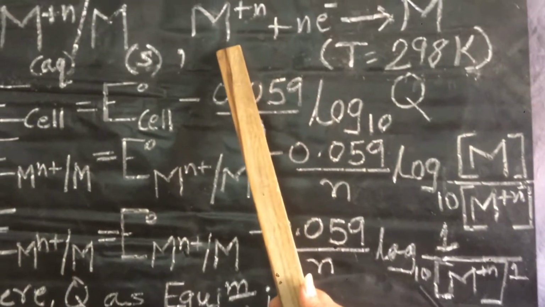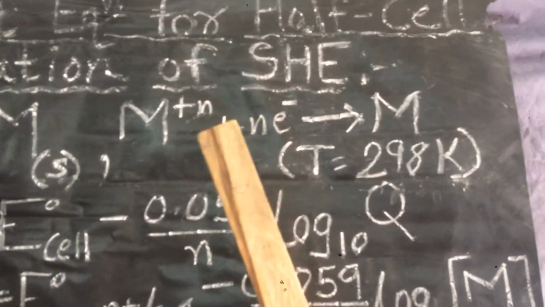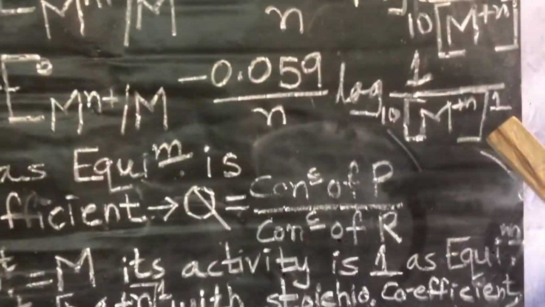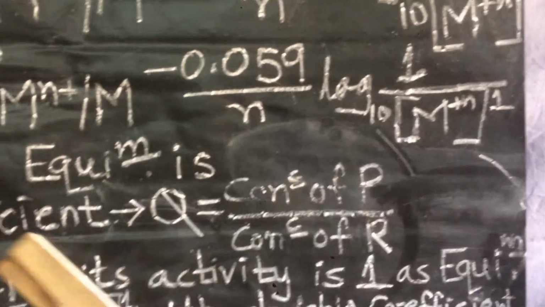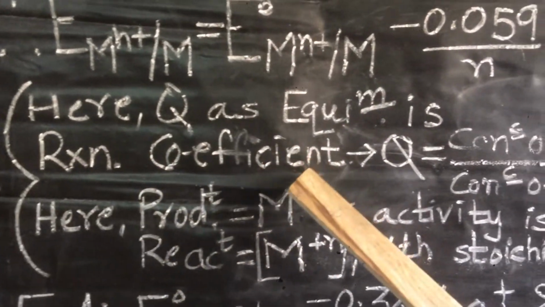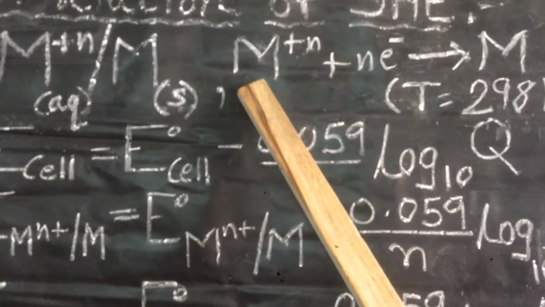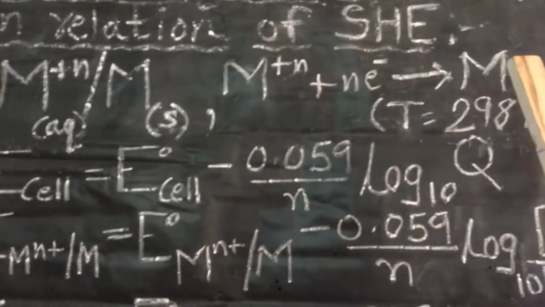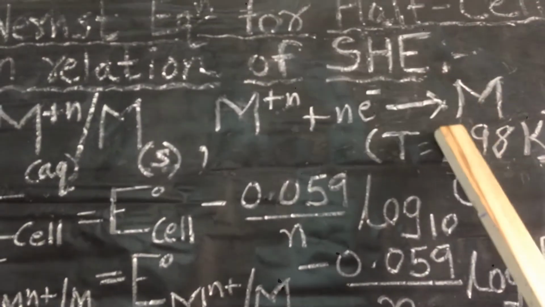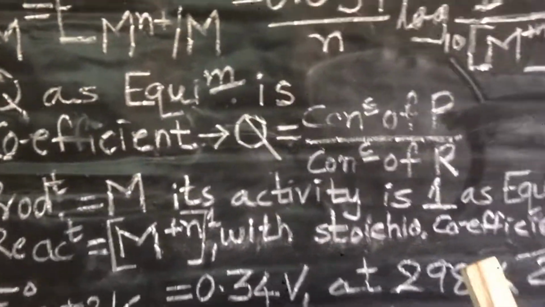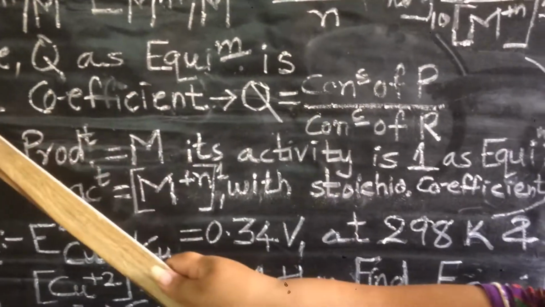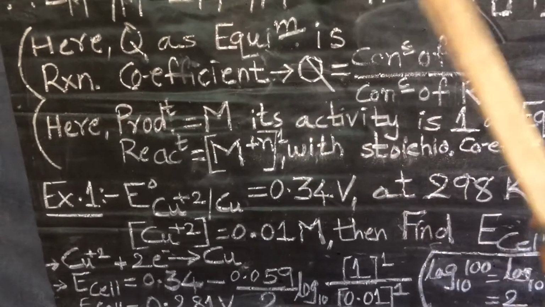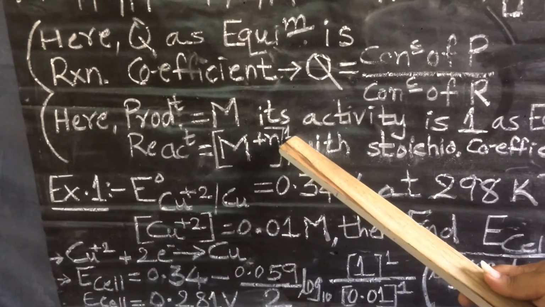On the reactant side you see M plus n with a stoichiometric coefficient. Please pay attention here, raised to 1 I have written. What is Q? Reaction quotient. Pay attention here in the reaction. What is the coefficient of this reactant? 1. What is the coefficient of this product? 1. As per the equilibrium, it is the reaction quotient. So for the concentration, we are supposed to write its coefficient as the power.